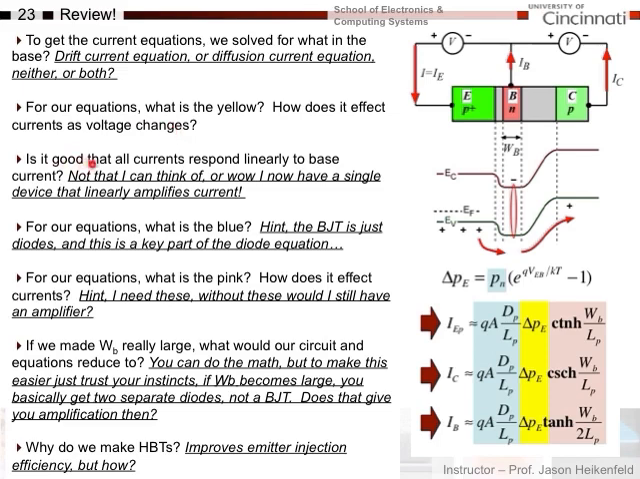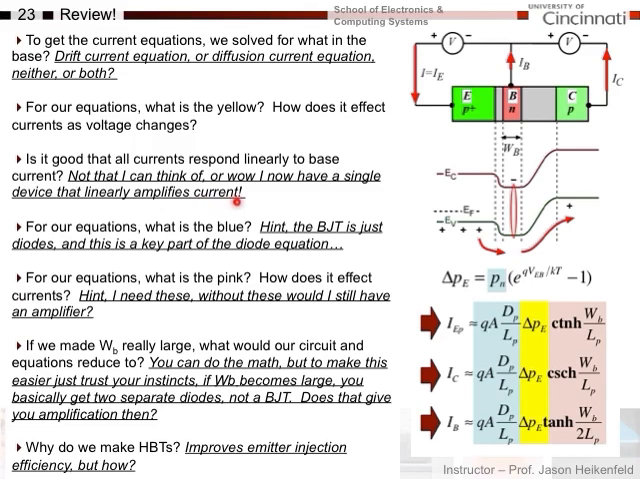Next question, is it good that our currents respond linear to base current? Okay? And so if base current goes up, these go up proportional with that, meaning they go up linear. Well, here's your two choices here. You could either say, not that I can think of now, or you could say the right answer, which is, wow, I now have a single semiconductor device that linearly amplifies current. That's pretty cool. And it's pretty amazing that this device works that well.